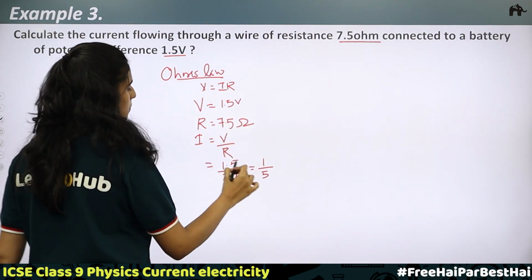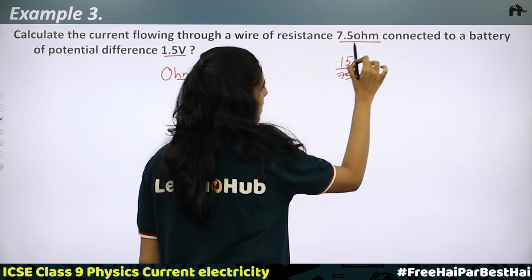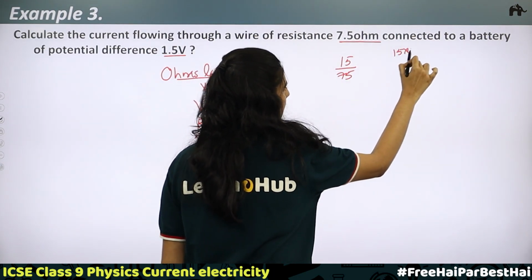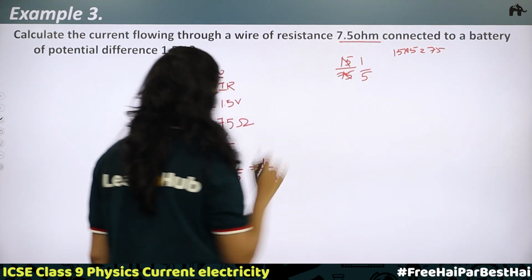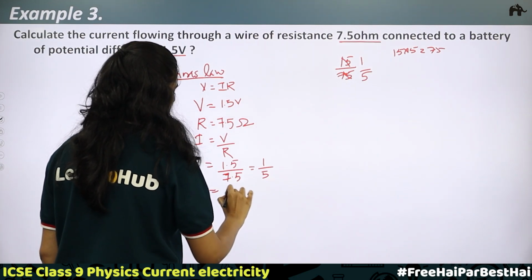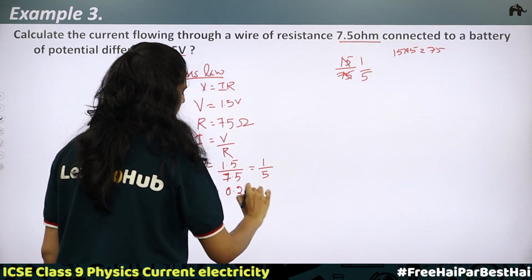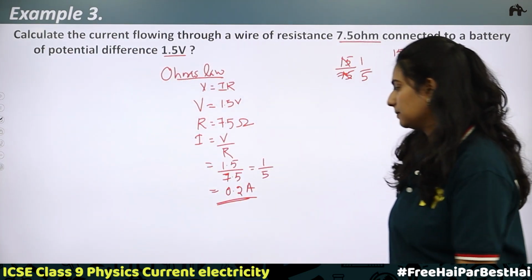Why? Because 1.5 divided by 7.5 is 15 divided by 75. 15 into 5 is 75. So cancelling, we get 1 by 5, which is equal to 0.2 ampere. That's all for today.